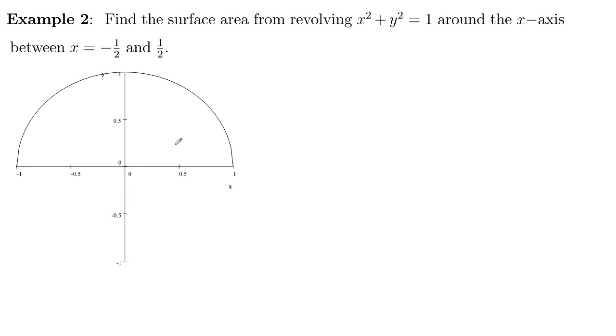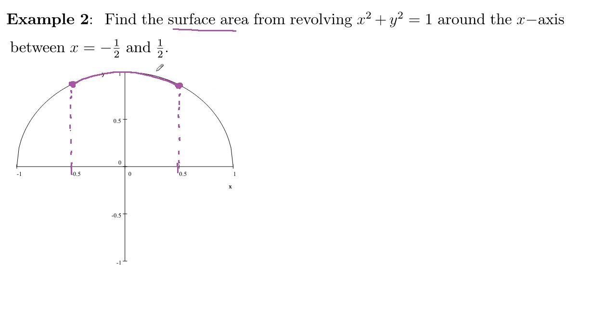Here in example 2, we are going to find the surface area from revolving x squared plus y squared equals 1 around the x-axis between -1/2 and +1/2. So -1/2 here determines a point on the graph. This is the upper half of x squared plus y squared, so that's really what we're rotating. And then the point determined by +1/2 here. So we're going to take this segment and rotate it around.